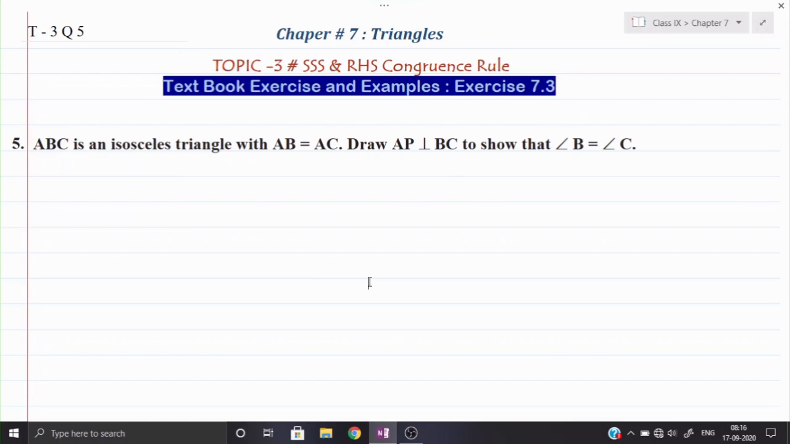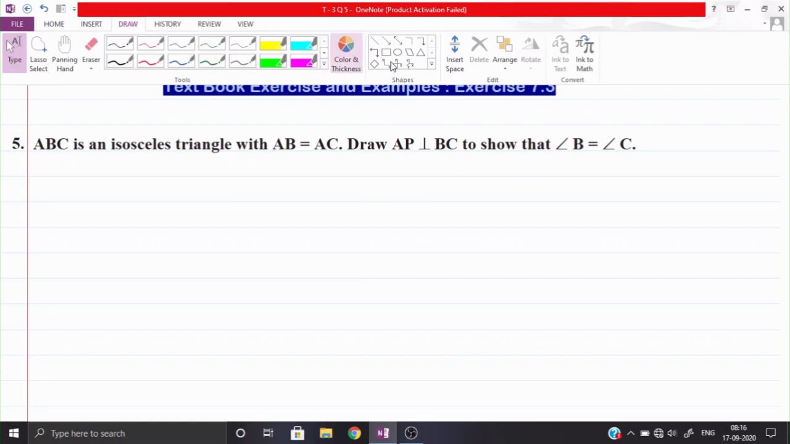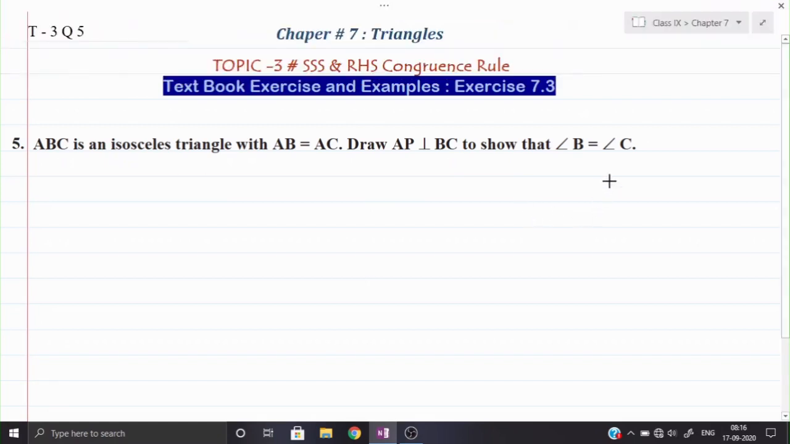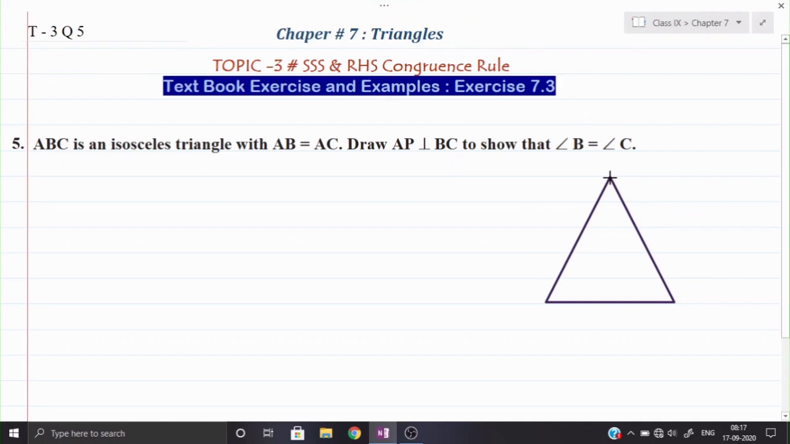Okay, so first of all we shall make the figure as per the given information and then we shall solve it properly. So first we shall draw one triangle. Suppose this is our given triangle ABC, right? And in this triangle the top vertex I am taking as A. So from that point I am making the perpendicular. So from this point let us draw the perpendicular also.